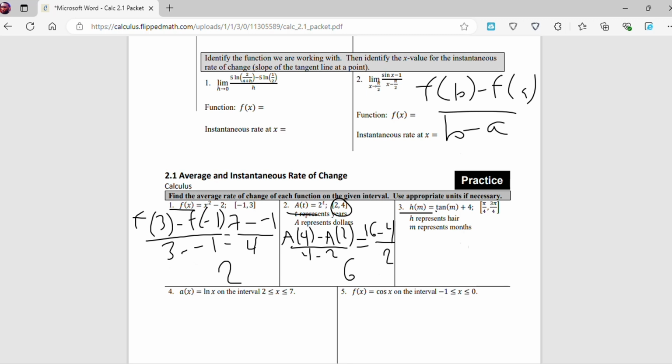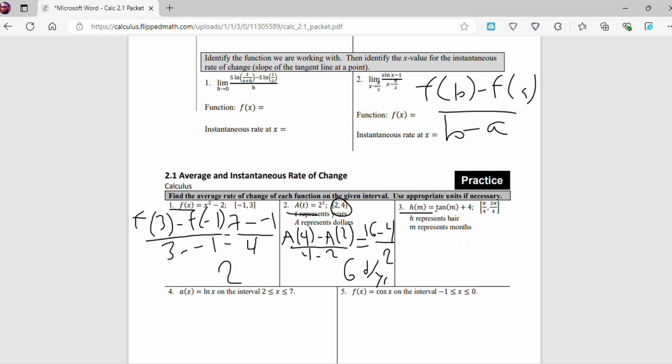Now remember, it tells us to use units if necessary, and we are given units in this situation. So, $6 per year, right? Y is our dollars, X is our years. So, $6 per year is your average rate of change.